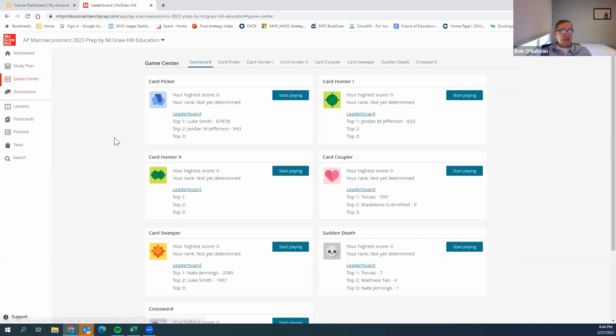There's a game center. These are basically pretty standard flashcard-based games. You're not going to find anything crazy, Fortnite graphics in here, but if you're on the bus, you want to run some flashcards, Card Hunter, Card Coupler, you can spend some time exploring these on your own. It's a kind of a fun, gamified way to go over the content for AP Macro.